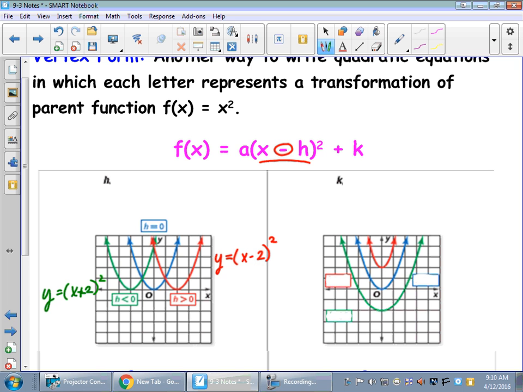So the h value is your horizontal translation. H is a horizontal translation. It moves the graph horizontally.